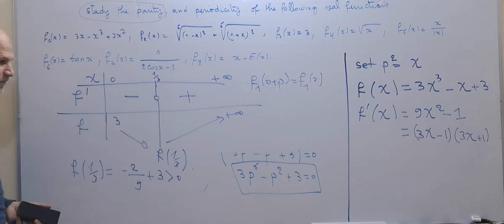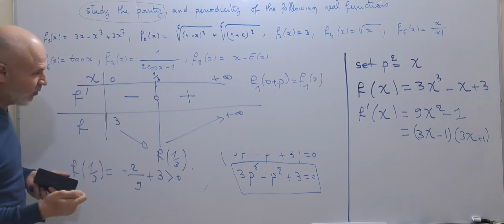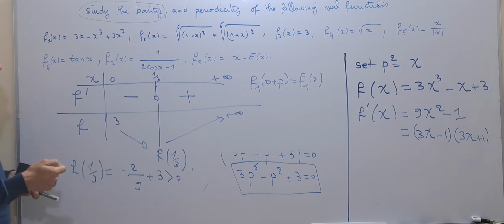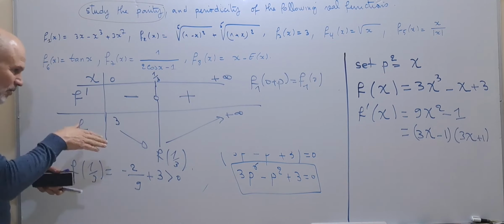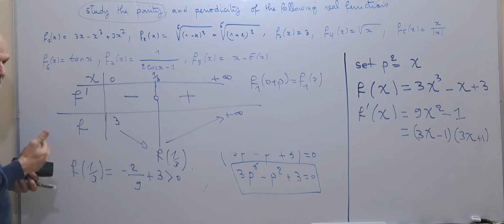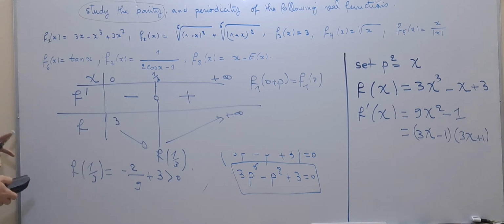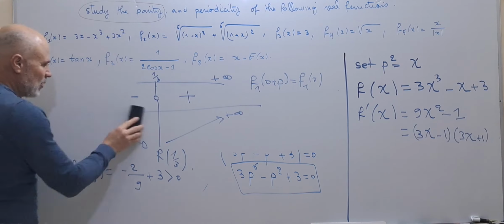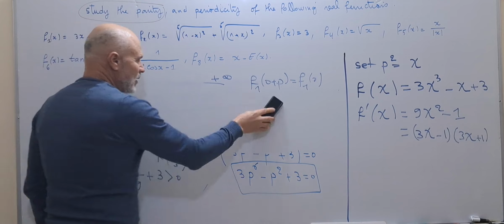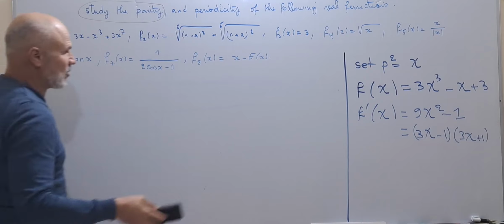To be periodic, we need to verify that there exists P such that for all x in the domain of definition, we have f1 of x plus P equal to f1 of x. Since for 0 it is not true, we cannot find any P such that the equation is verified. This means that f1 isn't periodic at all. This is a different manner to answer this question. And here we are done with the first question.